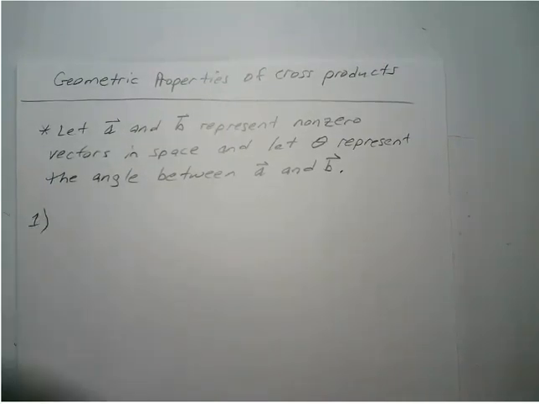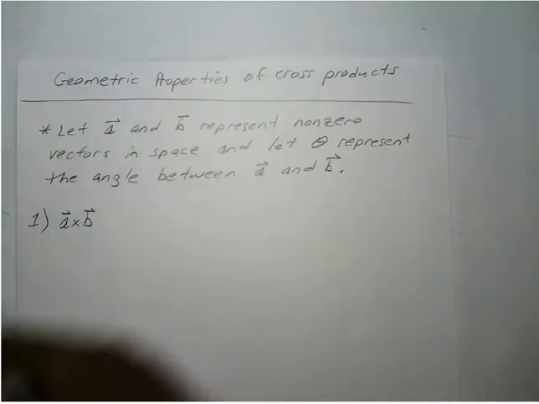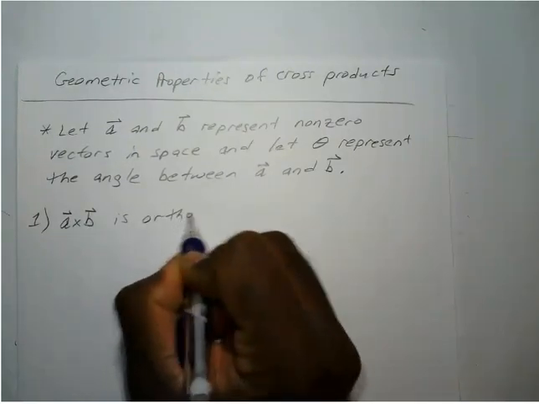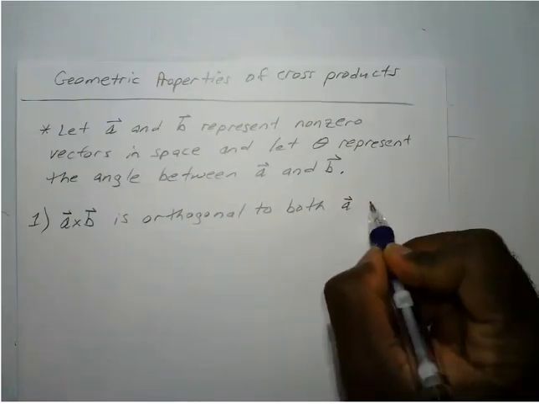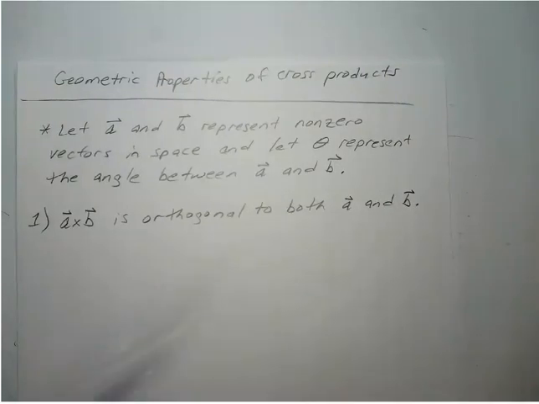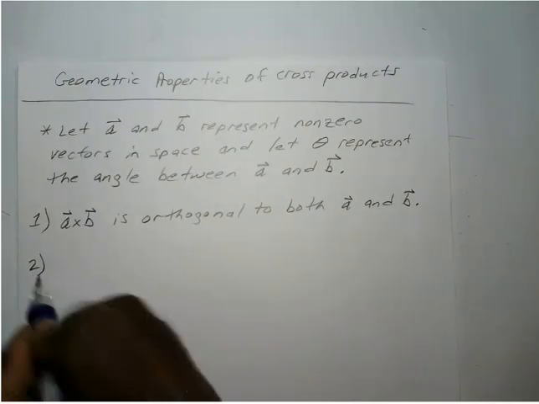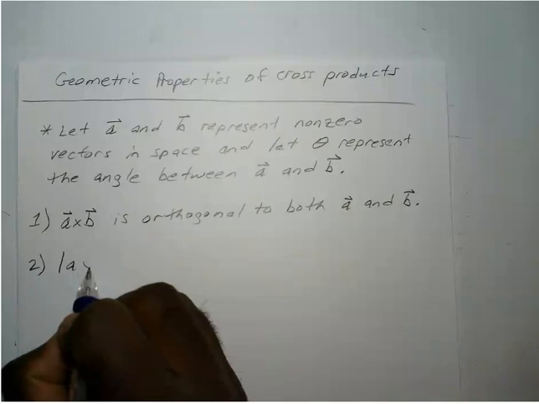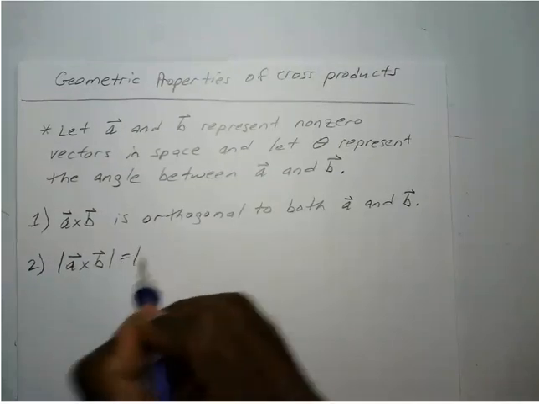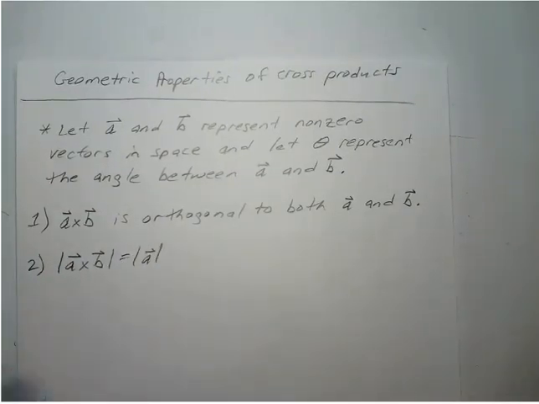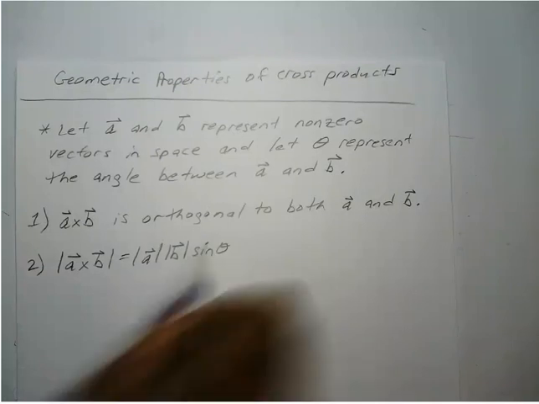Alright, so first, the cross product of A and B is orthogonal to both A and B. Okay, and remember, orthogonal just means basically a right angle. Okay, so the magnitude of the cross product of A and B is equal to the magnitude of the A vector times the magnitude of the B vector times sine of theta.